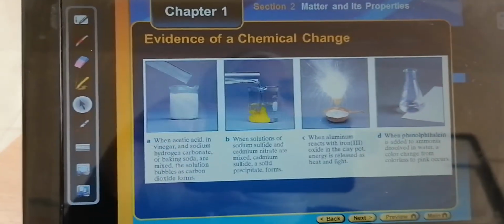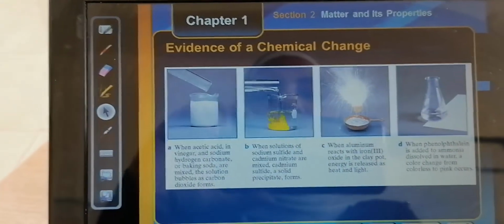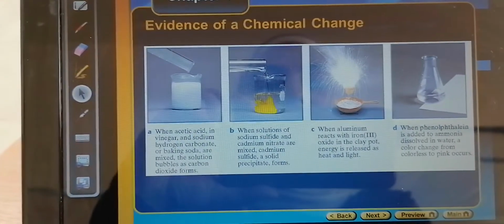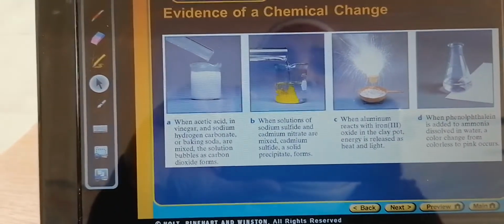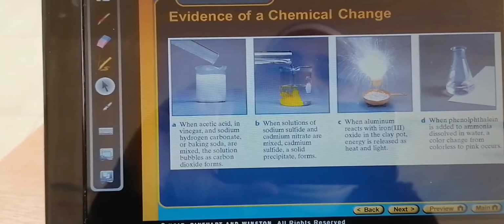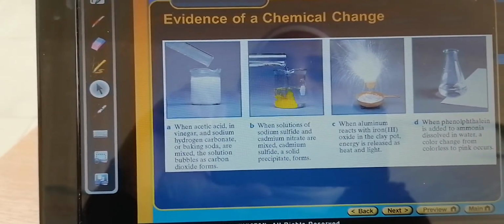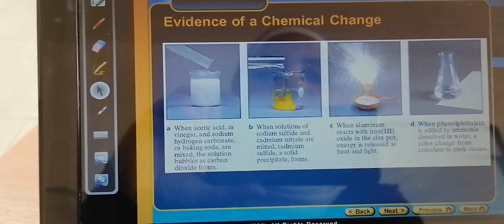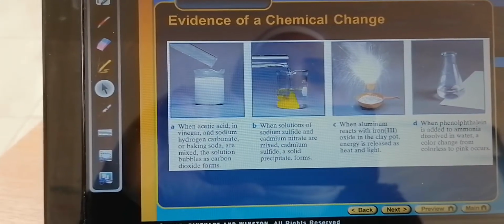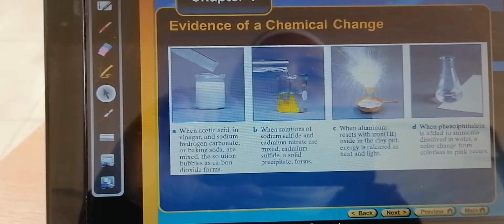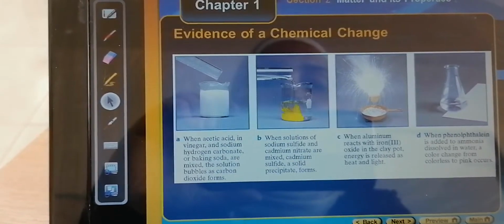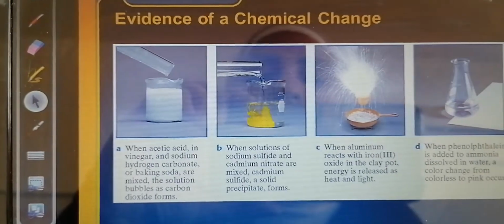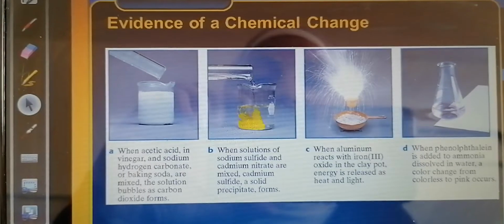Okay, so now we're going to talk about evidence of a chemical change. As you can see, in A, we have acetic acid in vinegar. So we have an acid and a base reacting together with sodium hydrogen carbonate or baking soda. So if we mix these two substances, the solution bubbles as carbon dioxide forms. So the evidence here, as you can see, are bubbles. So the bubbles formed are evidence of a chemical change.